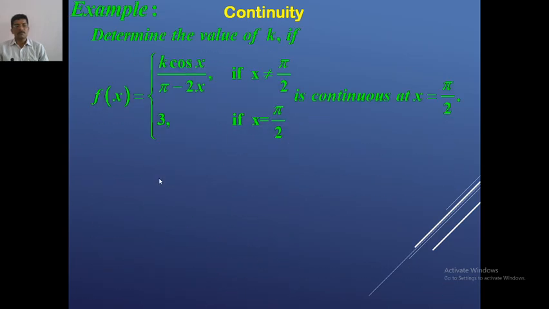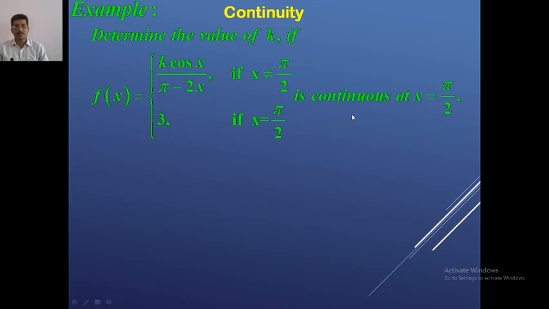Similarly, one more problem. It's a very important problem in our textbook. Determine the value of k. f of x is equal to k times cos x divided by pi minus 2x if x is not equal to pi by 2, and its value is equal to 3 if x is equal to pi by 2. Given that this function is continuous at x equal to pi by 2, find the value of k.